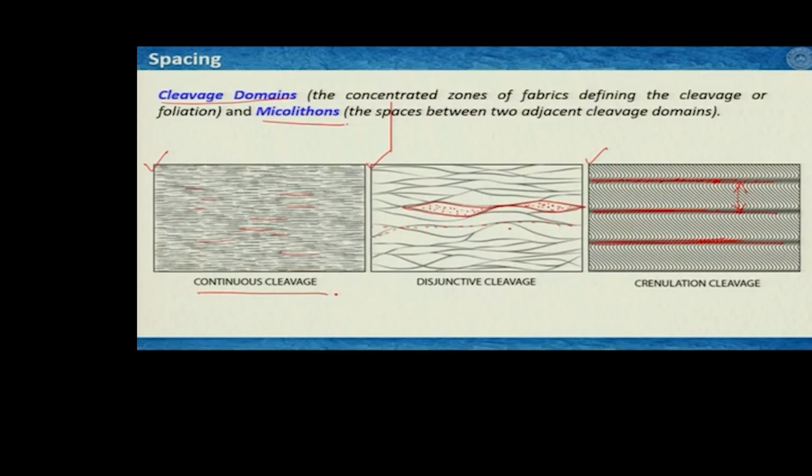Now, what is the difference between the second image and the third one? In the second one, the microlithons are isotropic; they do not have any fabric within them. However, in the third, the microlithon domain between the two cleavage domains has a very consistent fabric within it. So, if we do not have fabric within the microlithons, then we call it disjunctive cleavage. I repeat, if the microlithons are devoid of any fabric, then this is disjunctive cleavage. On the other hand, if the microlithons have some fabric, then these are crenulation cleavage. We will see some actual images soon. So, I believe now it is clear what is continuous cleavage, what is disjunctive cleavage, and what is crenulation cleavage.